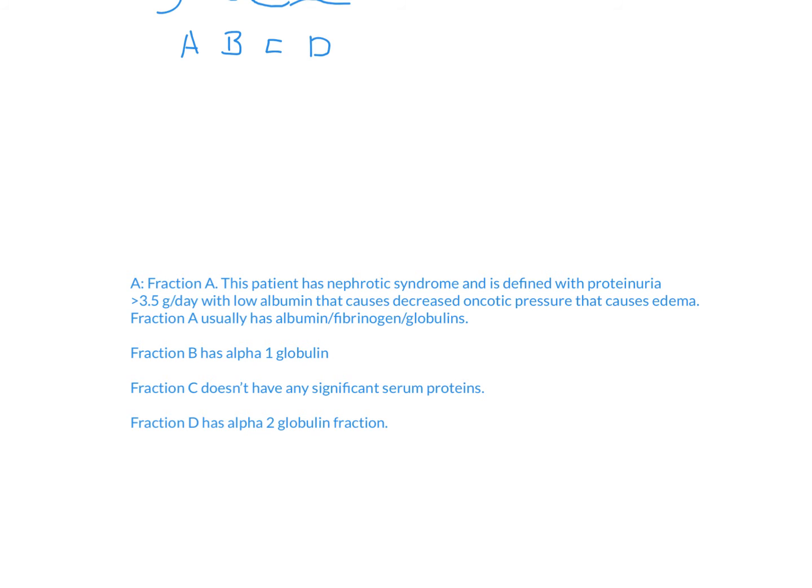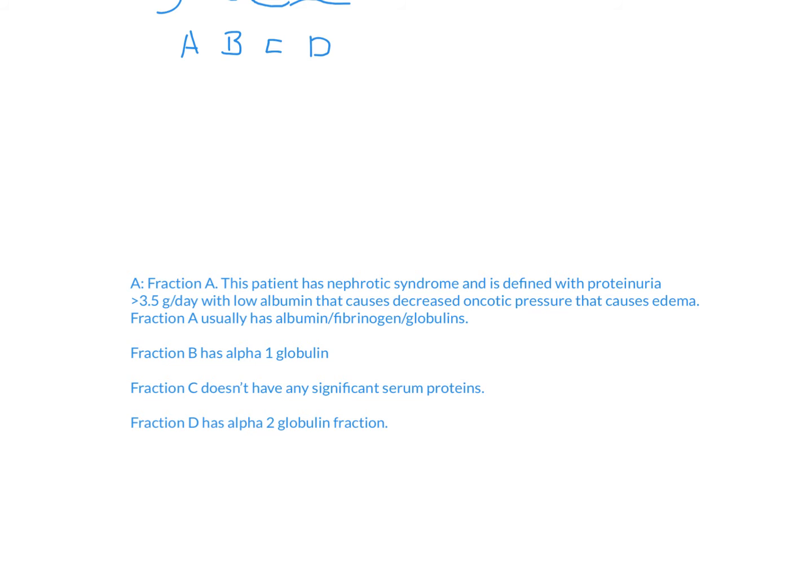So this causes decreased oncotic pressure, which is the pressure induced by the protein in the vessel. If you have a lot of protein in the vessel, then it allows that protein to draw on water and therefore keep water in the vessel, which is good because therefore you can maintain blood pressure and maintain perfusion to the extremities.